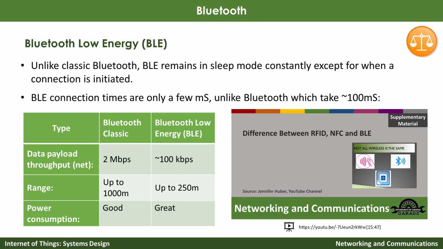For data throughput, classic Bluetooth has about 2 megabits per second, and Bluetooth Low Energy has about 100 kilobits per second. However, these are rough numbers. As I said, each of these technologies has different versions, different implementations, and radios provided by different companies. So this is a rough number to give you an idea of the difference. But when you are looking to integrate Bluetooth or Bluetooth Low Energy into an IoT system, you should read the specifications of the manufacturer in order to understand whether a particular radio would fit into a system.